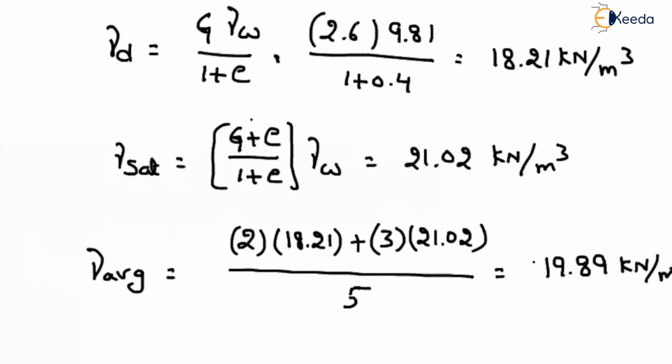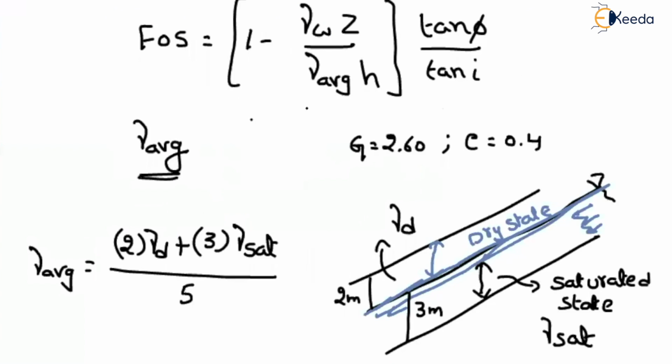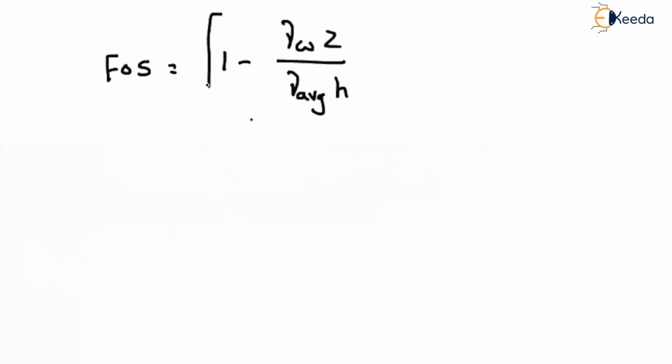That's it. Now we have got all the parameters. Now substitute all the parameters in this equation. Once again, I am writing the equation. Factor of safety will be equal to 1 minus gamma W into Z divided by the average value into H, complete, multiplied by tan phi divided by tan i.